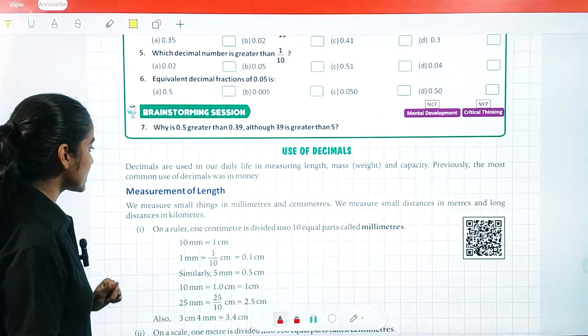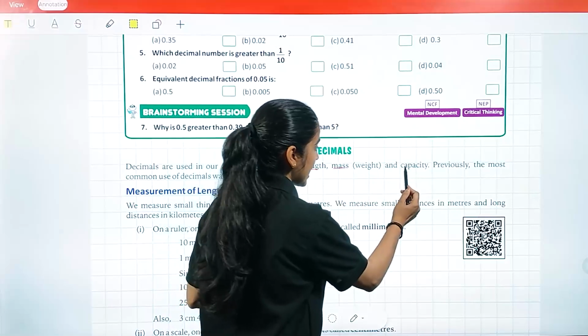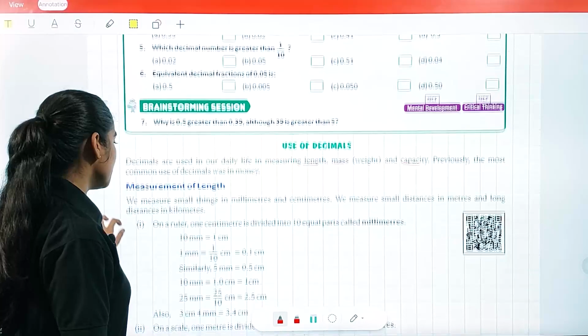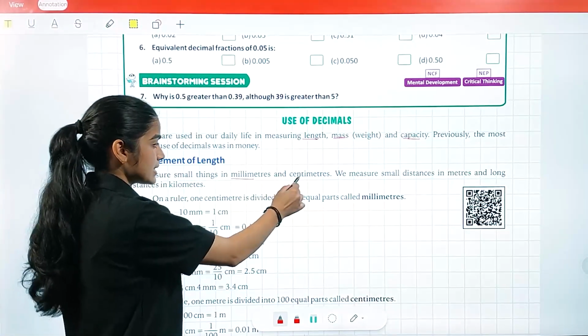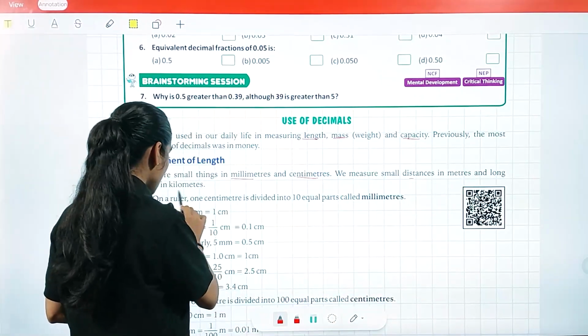Use of decimals. Decimals are used in daily life in measuring length, mass and capacity. Previously, the most common use of decimals was in money. Measurement of length. We measure small things in millimeters and centimeters. We measure small distance in meters and long distance in kilometers.